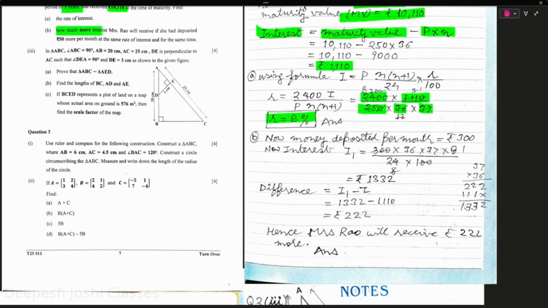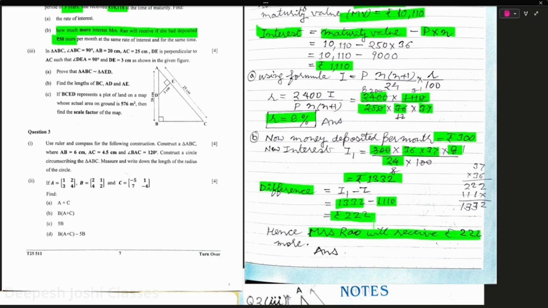In the second part, the condition is changed. Now the monthly sum becomes rupees 50 more. Now the value of monthly sum is rupees 300. Formula is the same. The value of P n plus 1 by 2 into r upon 100. On solving, the new interest is now 1332. The difference between these two interests is 1332 minus 1110. It becomes rupees 222. So Mr. Rao will receive rupees 222 more.